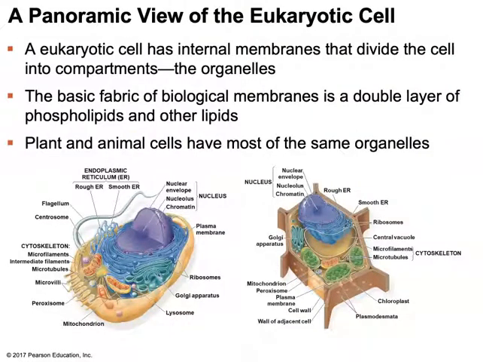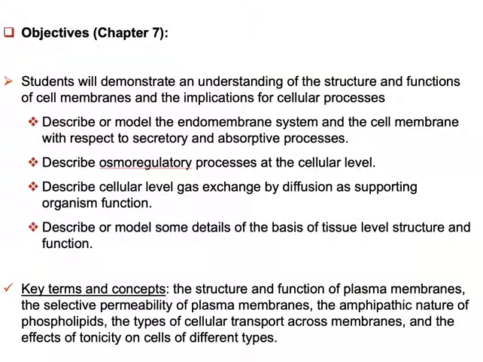You also learned about the selective barriers surrounding every cell called the plasma membrane. In this chapter, we will dive further into the structure and function of the plasma membrane and the implications for cellular functions. Specifically, you will learn how to describe or model the endomembrane system and the cell membrane with respect to secretory and absorptive processes.